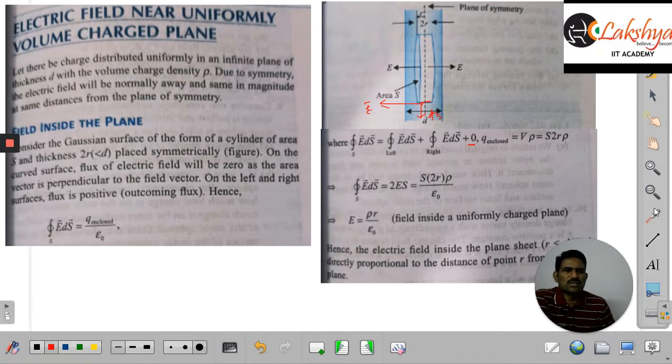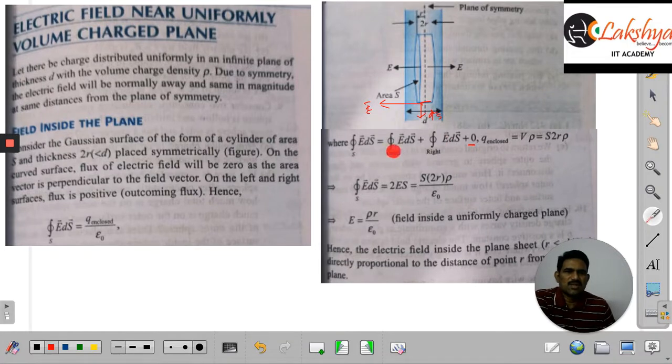The charge enclosed is nothing but the volume of this Gaussian surface times the volume charge density, which we need to write. And so the volume of this cylinder we can write as the plane cross section area, which we are taking as S, and the length of the cylinder is 2r. So S into 2r into rho. So this is the charge enclosed here.